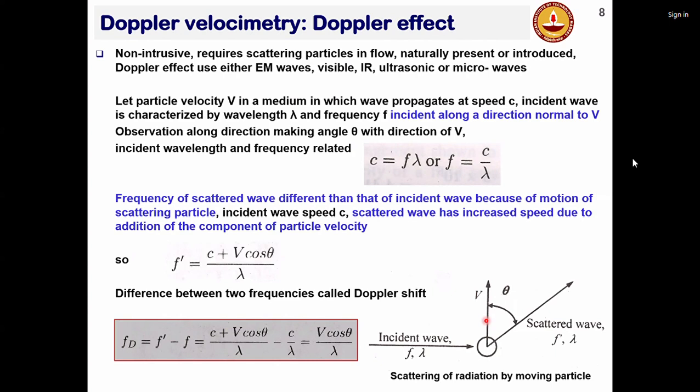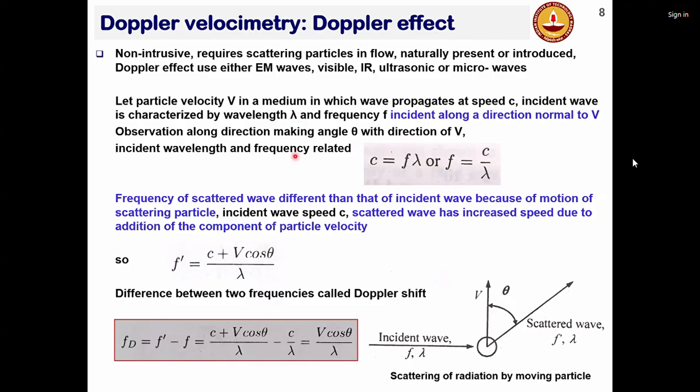So now I will talk about another technique that can be used for velocity measurement and consequently flow measurement. The technique is known as Doppler velocimetry. Doppler velocimetry is basically based on the Doppler effect.